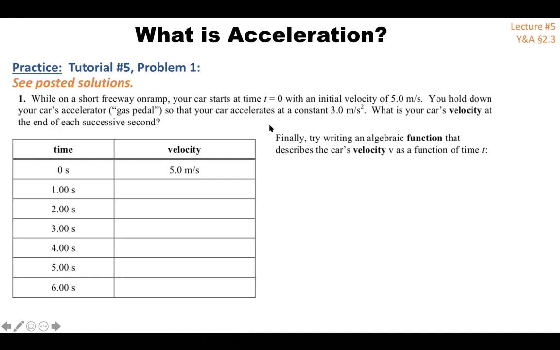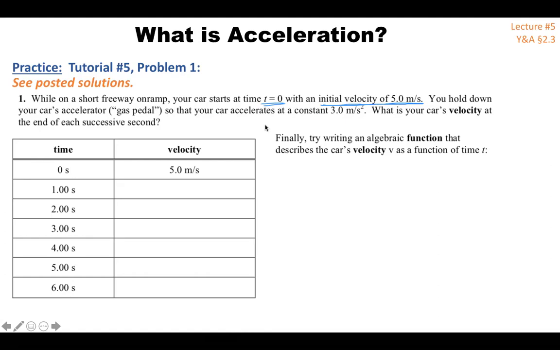Okay, suppose that your car starts with an initial velocity on an on-ramp of 5 meters per second, and that's what we're going to define as the initial velocity v naught at time t equals 0. So that's when our scenario begins. Okay, so you don't start from rest in this case.